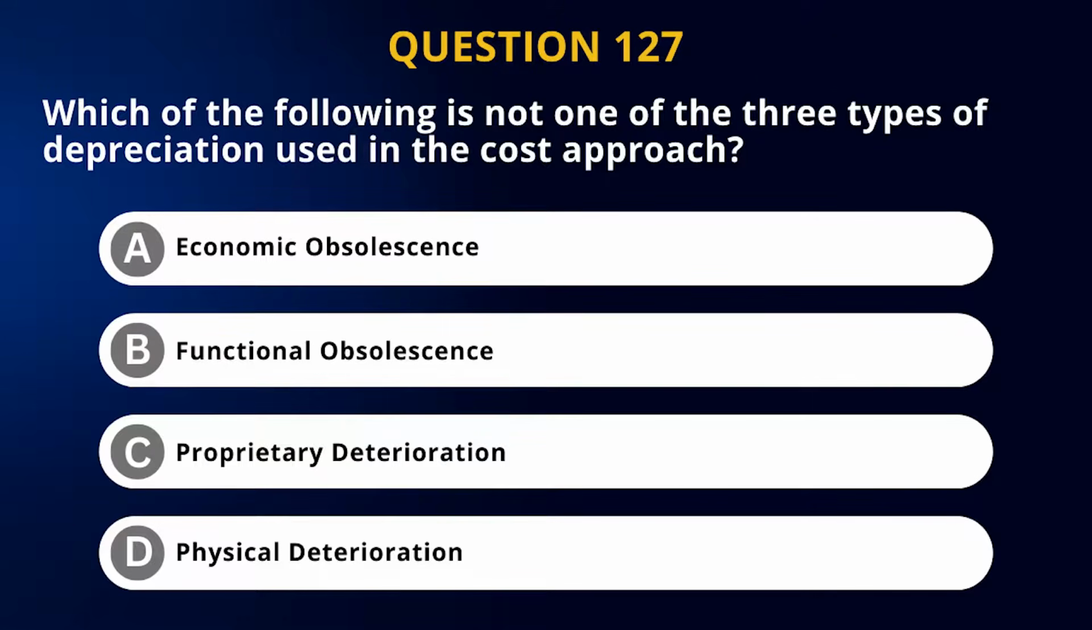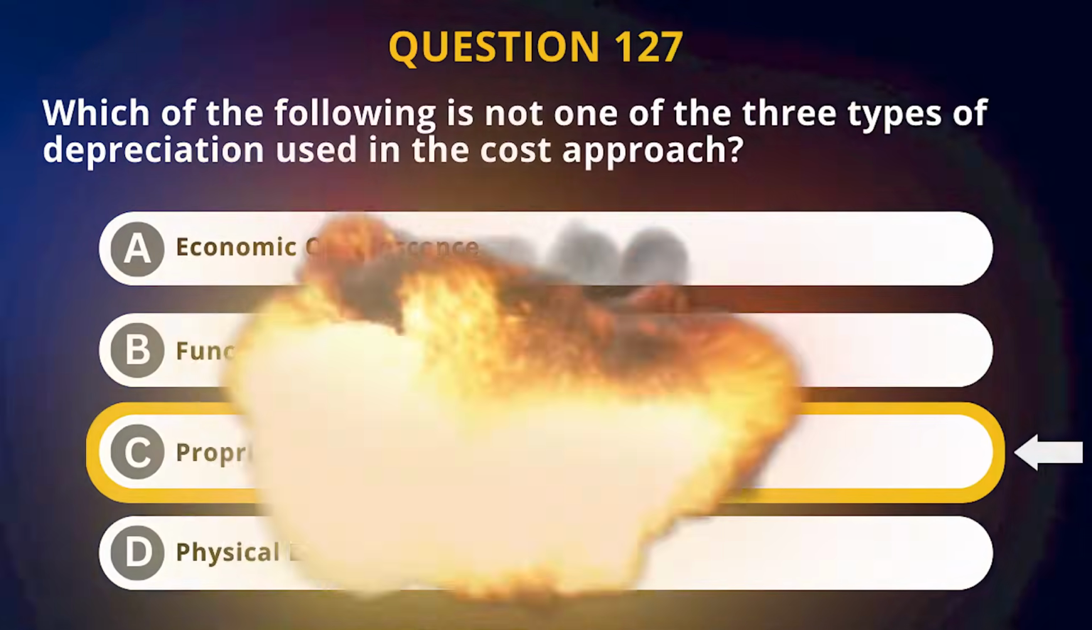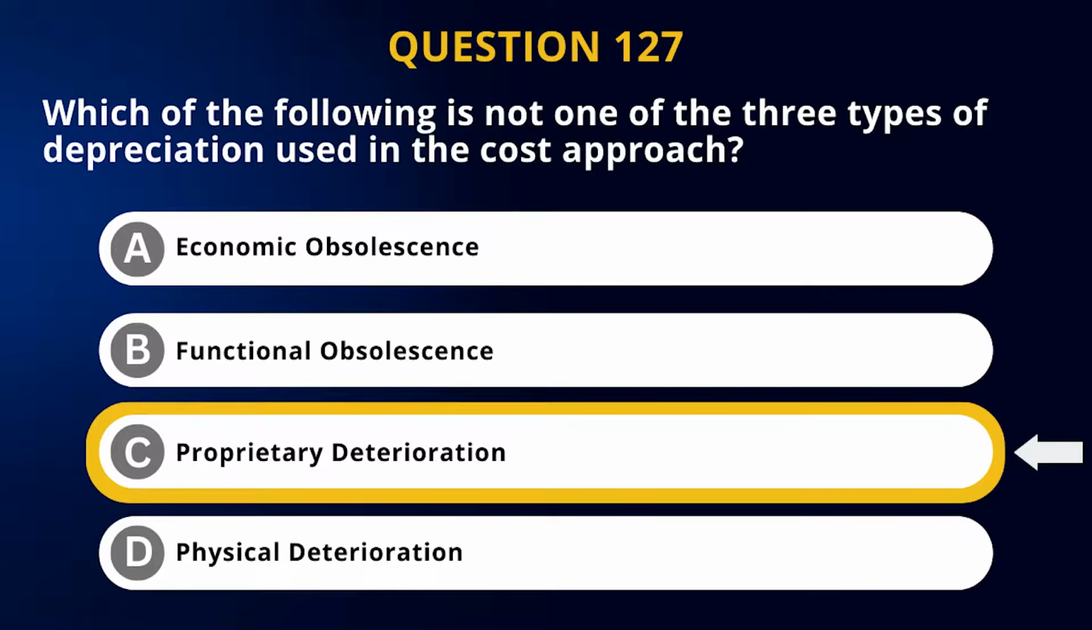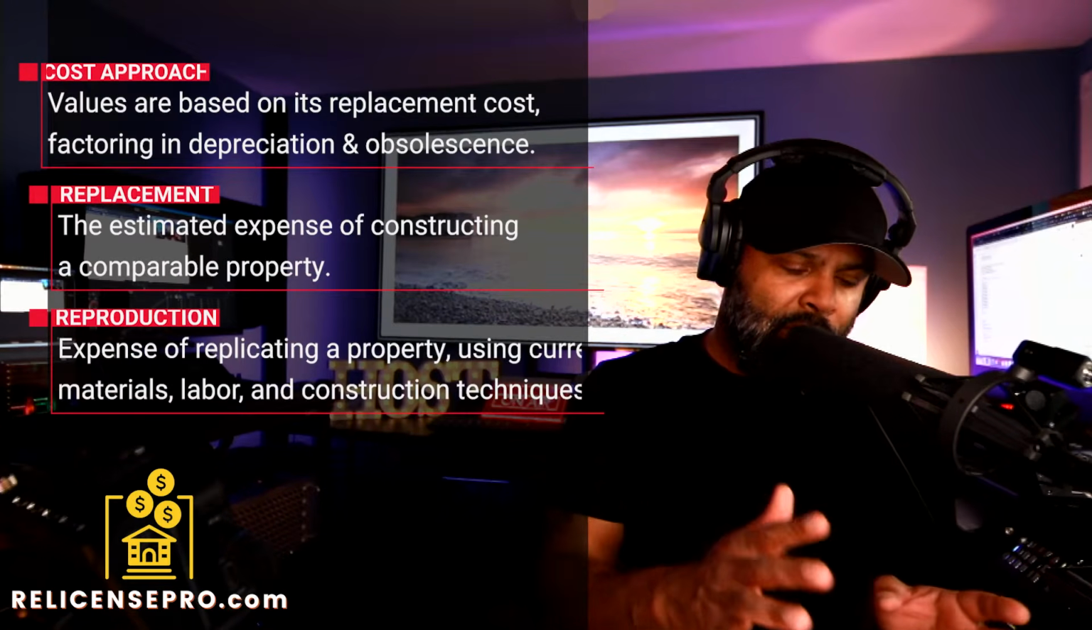And the answer is letter C, proprietary deterioration. All right, so the cost approach is found in the appraisal section of your textbooks. It is one of the three methodologies that an appraiser is going to use to determine value, the cost approach. There's replacement cost, there's reproduction cost. You'll read about those and review.